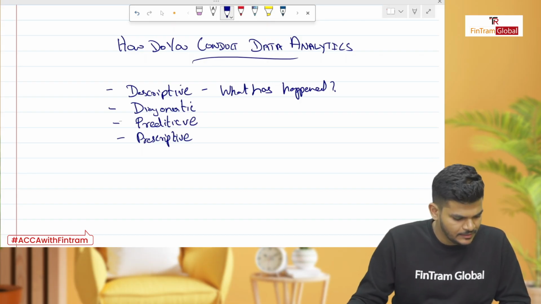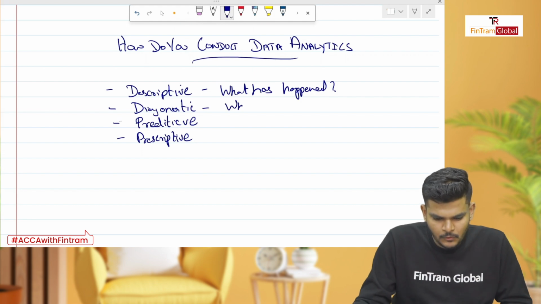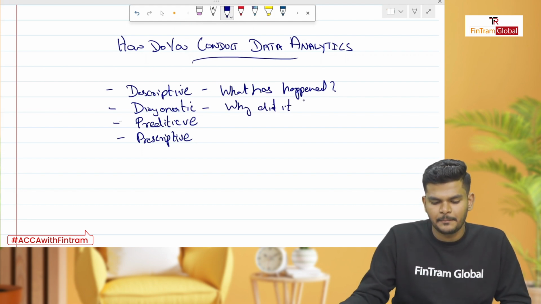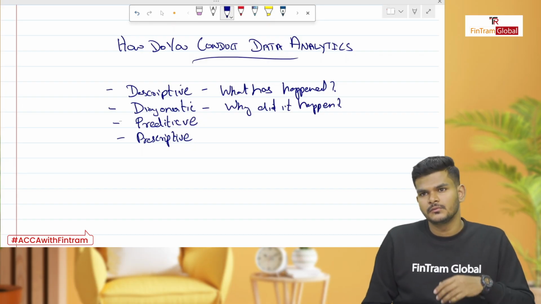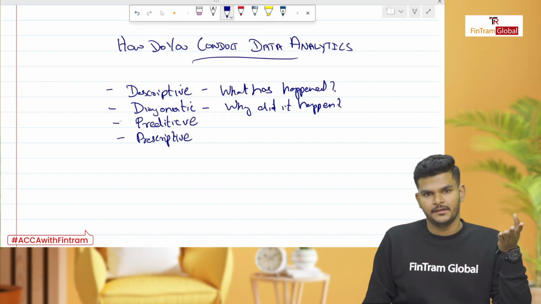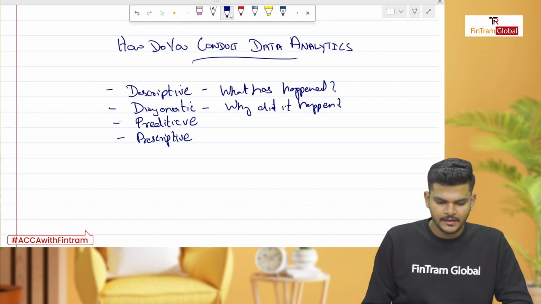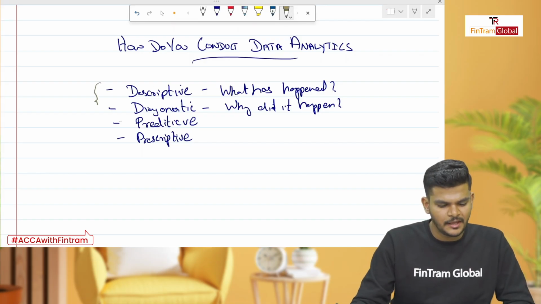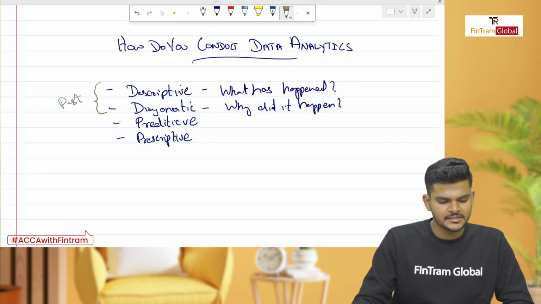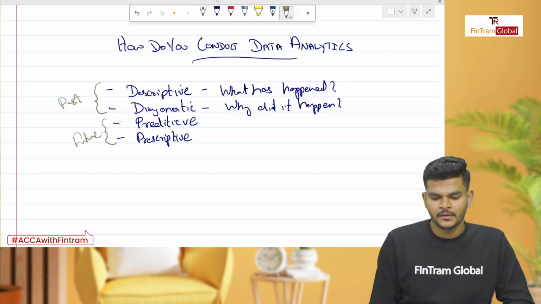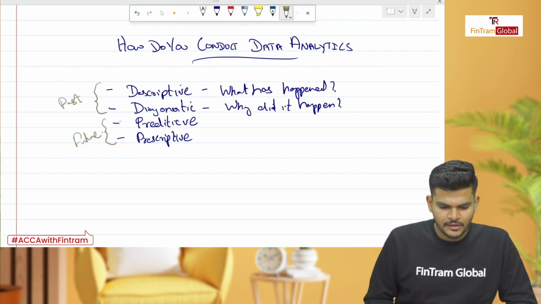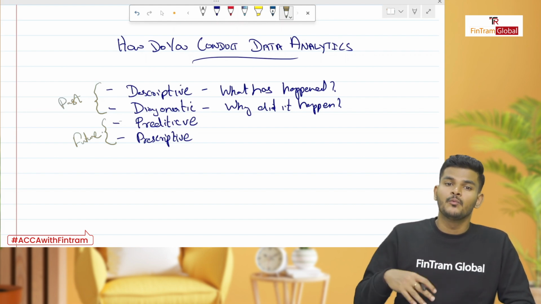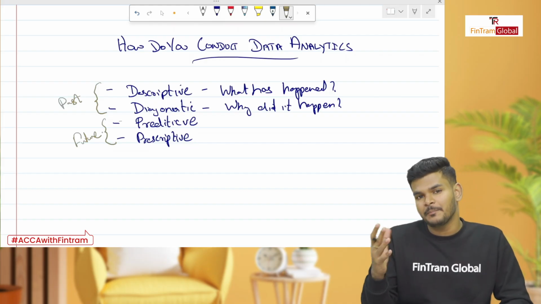Now, after understanding that, we move on to the next step, which is diagnostic, which is why did it happen? Okay, folks. So if something has happened, then what was the root cause of it, right? That's the next thing that we need to understand. So the first 2 steps basically focus on the past, whereas the other 2 steps focus on the future. So descriptive and diagnostic is about what has happened in the past and why did it happen exactly, right?